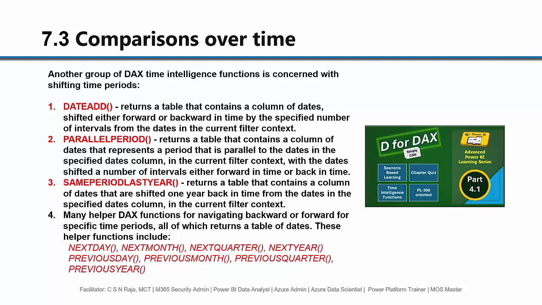The first of them is called DATEADD that returns a table that contains a column of dates shifted either forward or backward in time by the specified number of intervals from the dates in the current filter context.